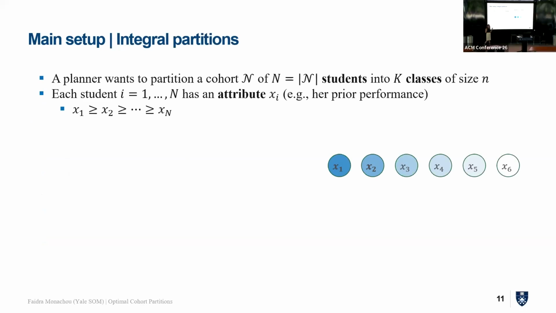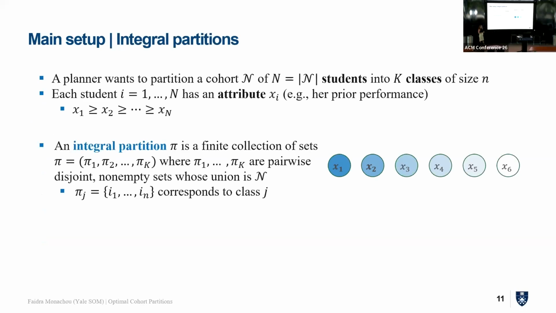Okay, so here's the formal definition of the problem. We have a planner who wants to partition a cohort of n students into k classes. Each class has size n. And each student comes with an attribute xi. This could be their prior performance. If we're talking about partitioning high school students, this would be their final GPA at the end of the middle school. And we look at two kinds of partitions.